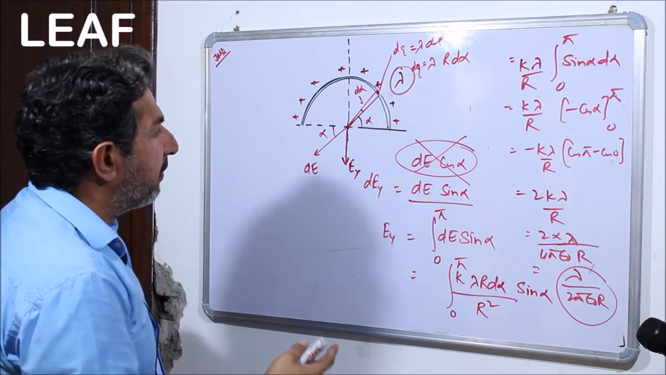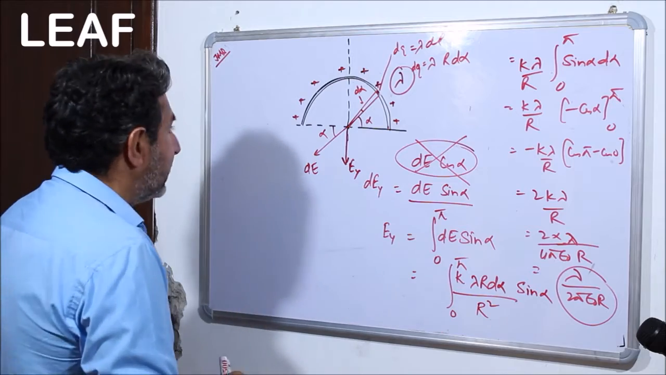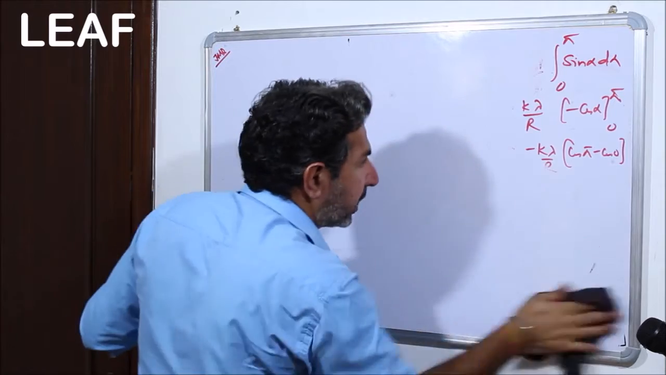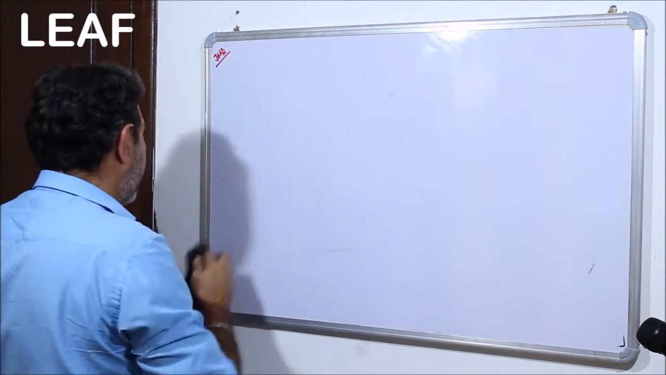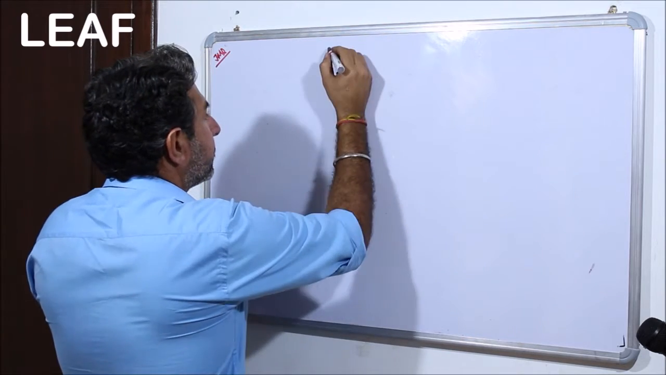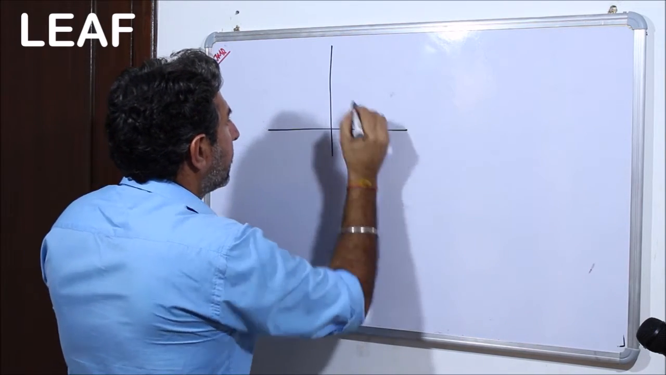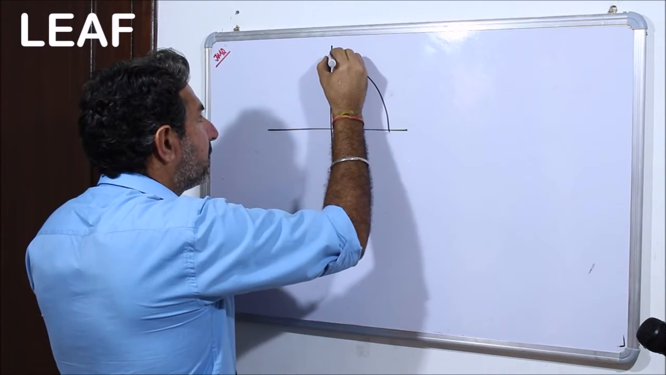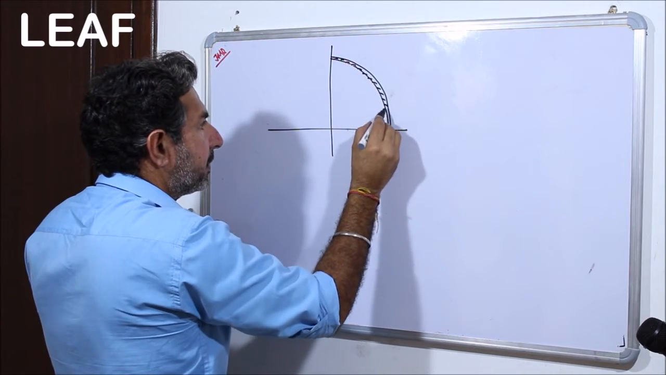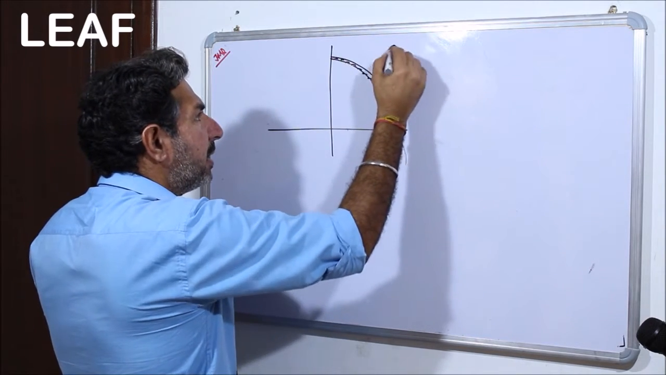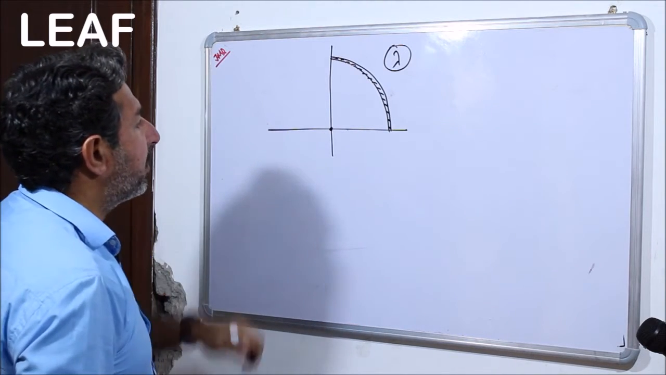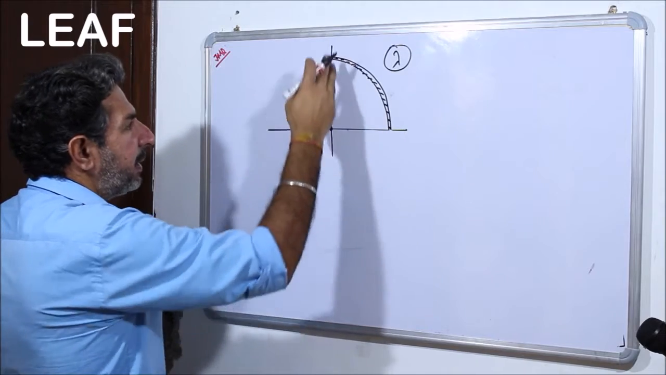Now, in succession, we are going to discuss another segment, that is the quarter segment. Okay, let me just wipe it off. Quarter segment means this is the quarter segment. This is the way, right? And again, the linear charge density is lambda, and we have to find out the electric field at this particular point.